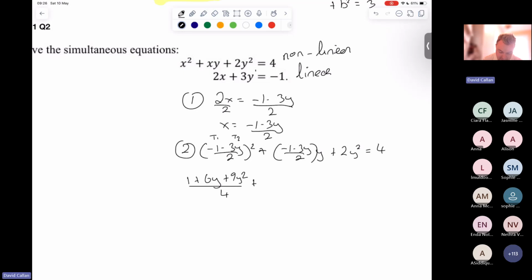And then here you have plus, in brackets, minus y minus 3y squared over 2, plus 2y squared equals 4. So not bad, but here's the thing. Next, how do you handle it? And this is why I want to stop at this point now, because that's step number 3.